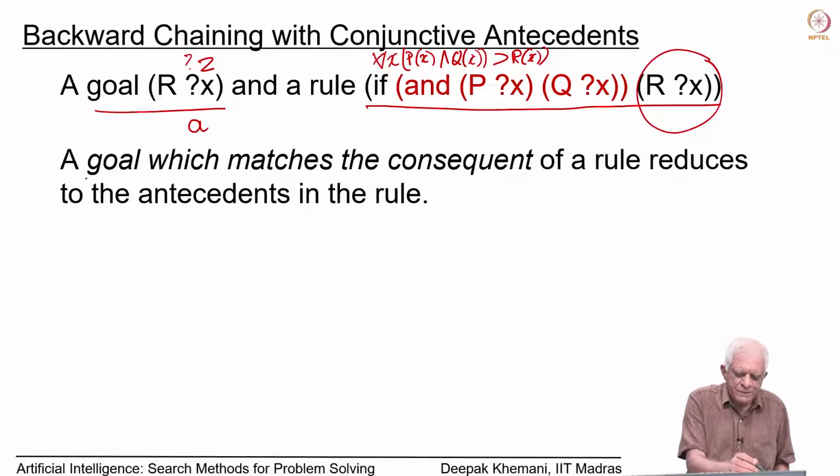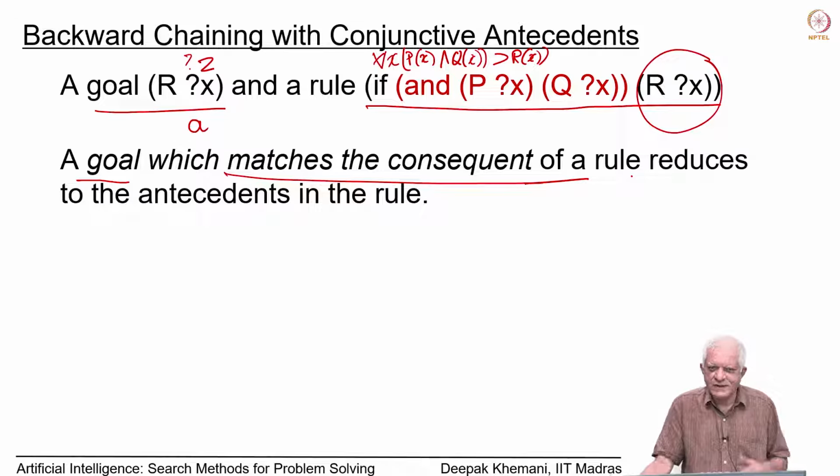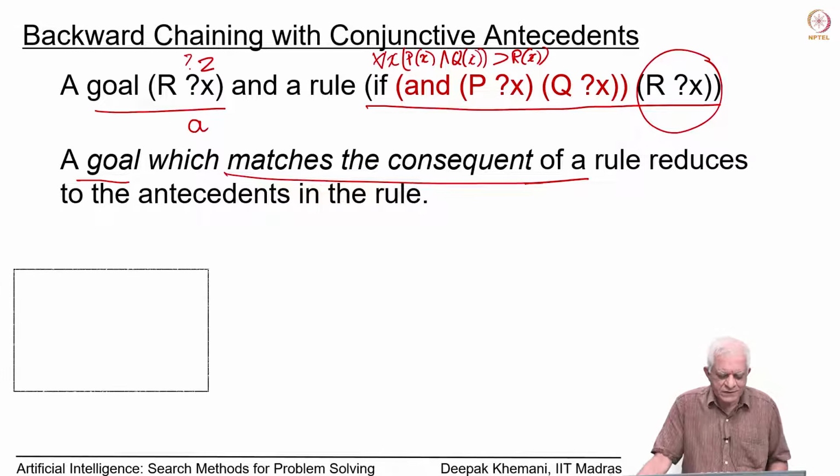So, a goal, in our case R of x, it matches the consequent of a rule, reduces to the antecedents in the rule. So, that is a process that we also saw in the end of the last class, that we reduce goals to sub goals essentially. So, let us look at that process again. We want to show that R of x is true, and we have a rule which says that if Px is true and Qx is true, then Rx is true essentially. How does backward chaining work? So, let us look at this process here.